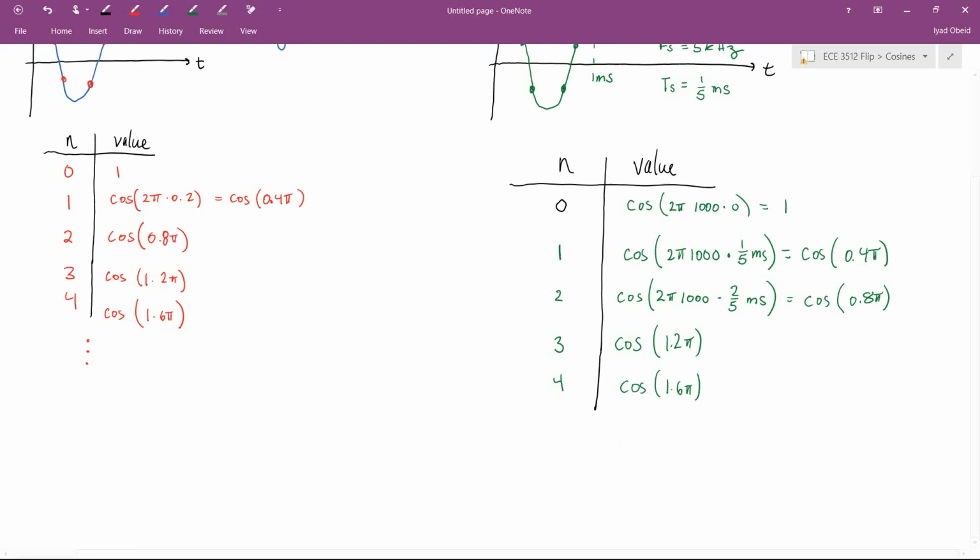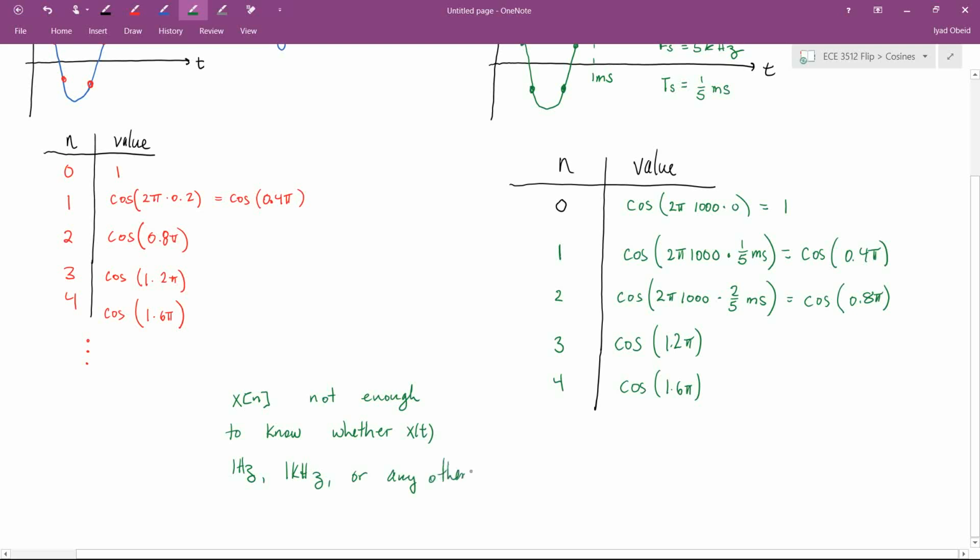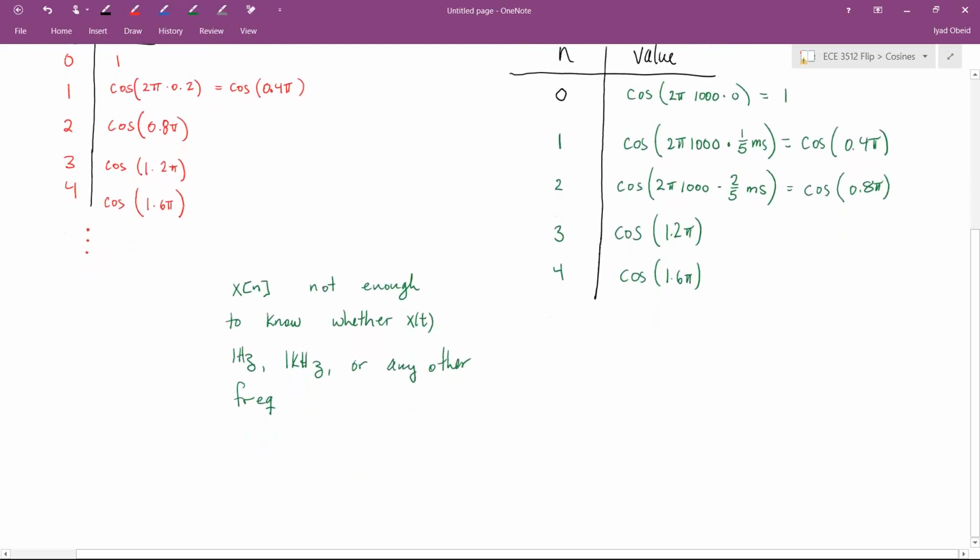So in other words, giving me x of n by itself is not enough. If I just give you that list of numbers, that's not enough to know what we started with, whether x of t was 1 hertz, a kilohertz, like in this example, or, to be honest, any other frequency. Any frequency you provide me, I can come up with a sampling frequency that would yield the exact same table of numbers. So the upshot is this.